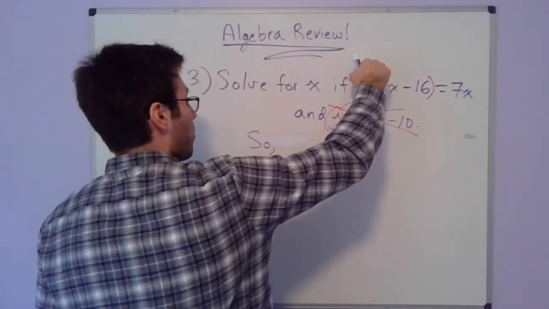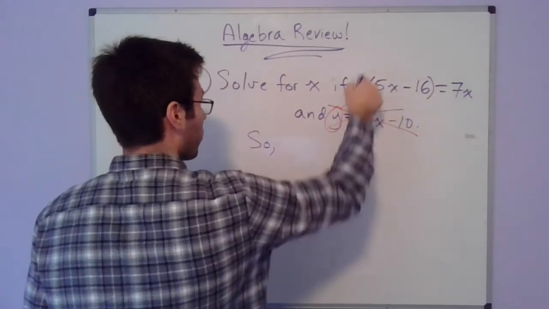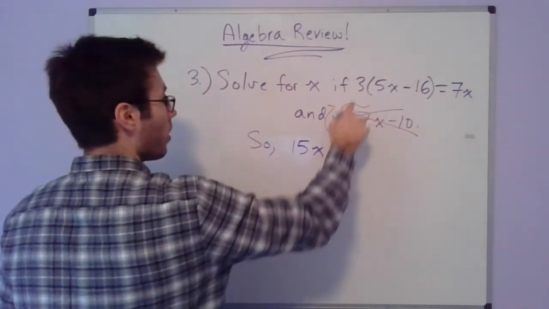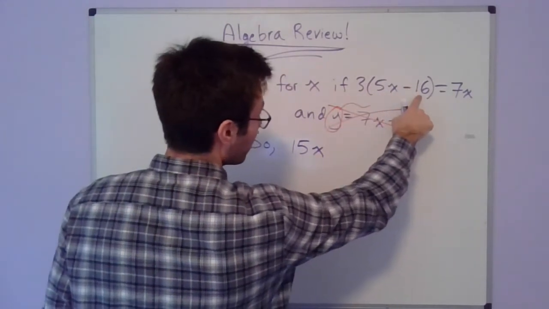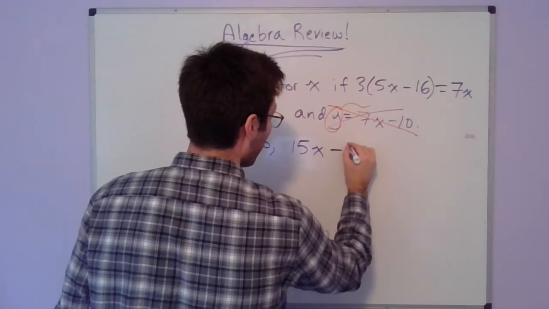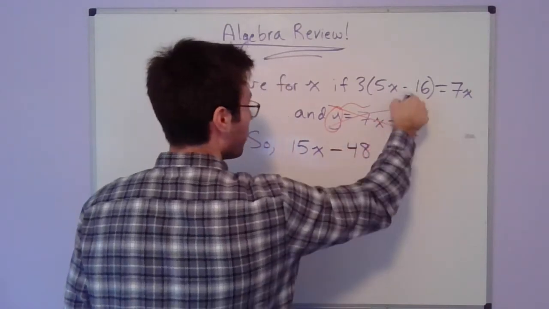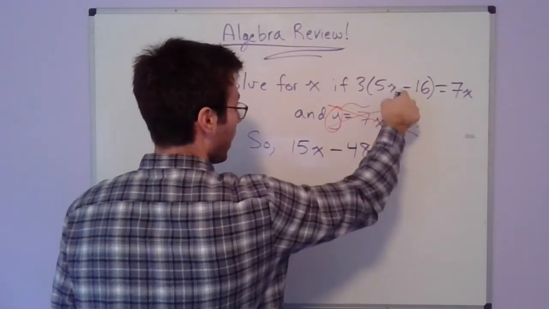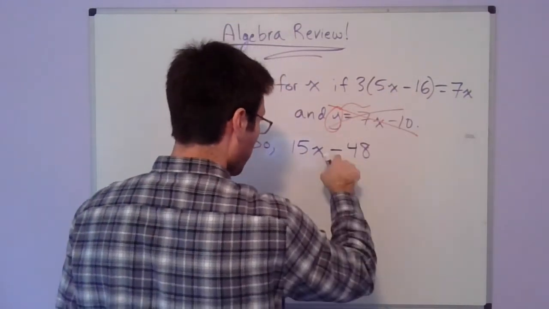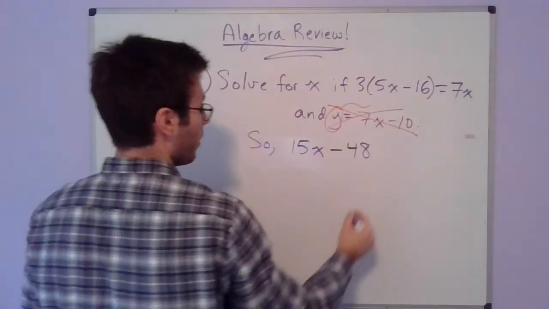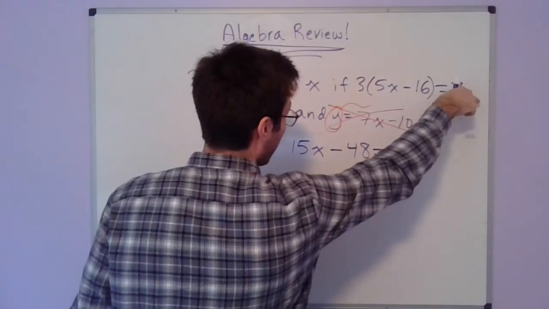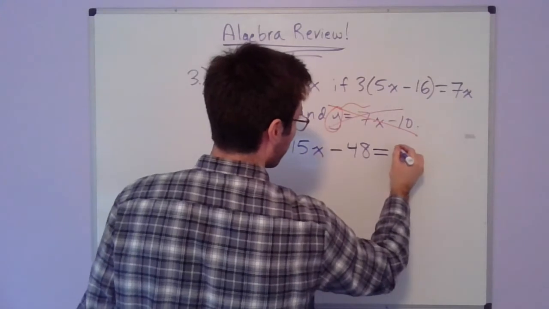Do the distributive property, 3 times 5x. 3 times 5 is 15, so it's 15x. 3 times 16 is 48, so I'm going to write minus 48. The reason for the minus sign is that symbol right there. You're doing 3 times a minus 16, so it's minus there. And then I want to write an equal sign from here. I carry every single bit of information along with me.